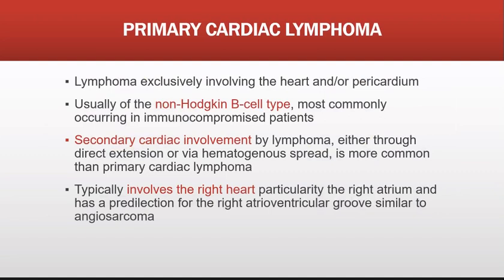Primary cardiac lymphoma is a lymphoma exclusively involving the heart and/or the pericardium. It is usually the non-Hodgkin B-cell type, most commonly occurring in immunocompromised patients. Secondary cardiac involvement by lymphoma, either through direct extension or via hematogenous spread, is more common than primary cardiac lymphoma. It typically involves the right heart, particularly the right atrium, and has a predilection for the right atrioventricular groove, similar to angiosarcoma.